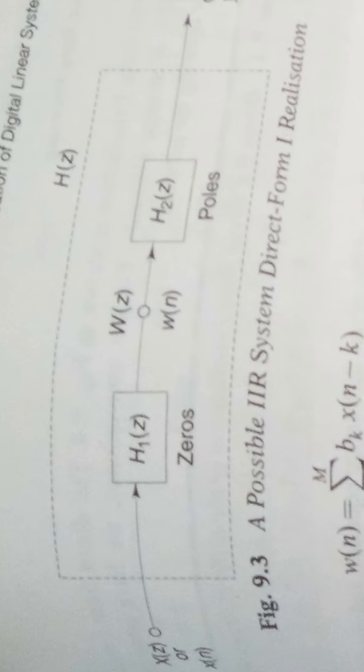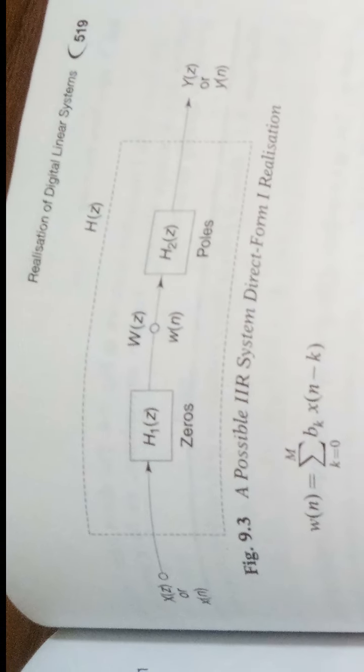H1 is zeros, H2 is poles, w(n) is the special intermediate sequence, and X(z) is the input, and the output of the first part will be taken as input to the next part, that is, the output of H1(z) will be the input of H2(z). So this is the possible direct form realization.